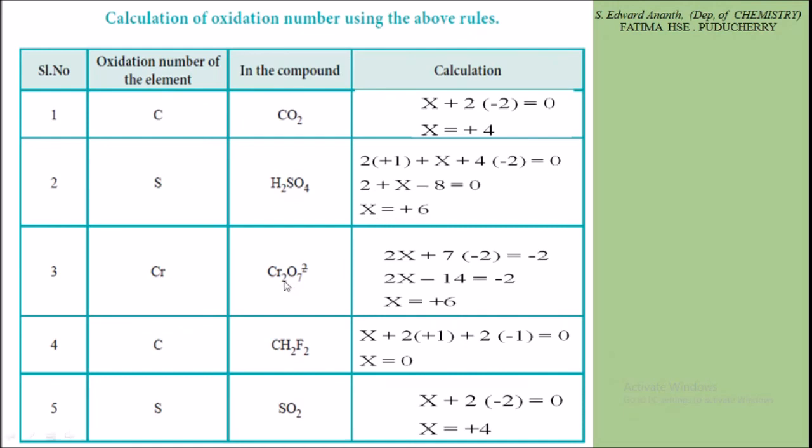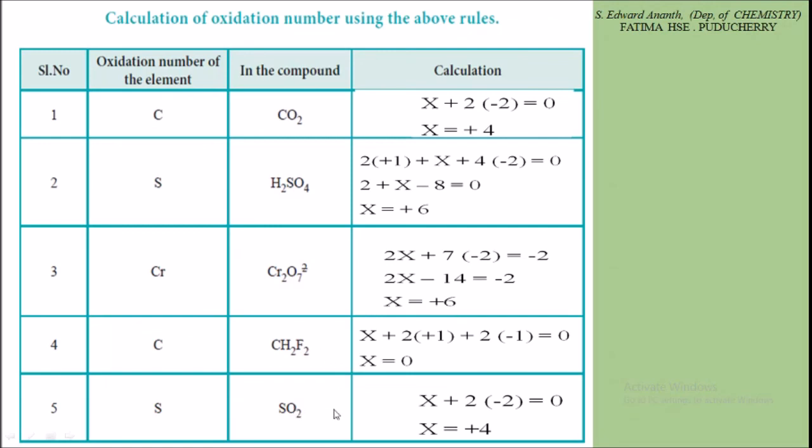Chromium in Cr2O7 2-. குரோமியம் தெரியல, கண்டுபிடிக்கணும். அதனால 2 குரோமியம் இருக்கிறதுனால 2x. 7 ஆக்சிஜன் இருக்கிறதுனால 7 into -2. நெட் சார்ஜ் என்ன பண்ணோம்? ஈக்குவல் டு மேலே என்ன சார்ஜ் கொடுத்துருக்காங்க? -2 கொடுத்தாங்கன்னா which is equal to -2. மேலே சார்ஜ் எதுவுமே கொடுக்கலன்னா ஈக்குவல் டு 0 நான் எடுத்துக்கிறோம். மேலே இங்கே -2 இருக்கிறதுனால we have to equate equal to -2. So 2x - 14 is equal to -2. X is equal to +6. அப்போ Cr2O7 2-ல குரோமியத்தினுடைய ஆக்சிடேஷன் ஸ்டேட் +6.